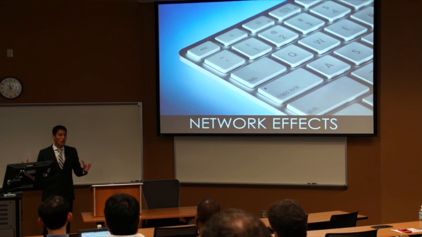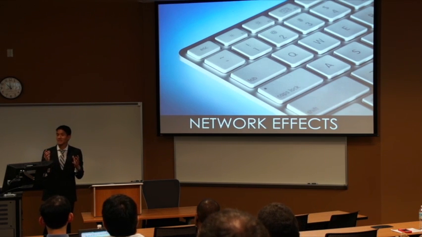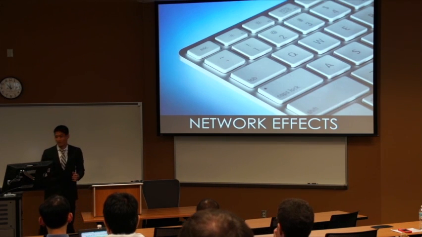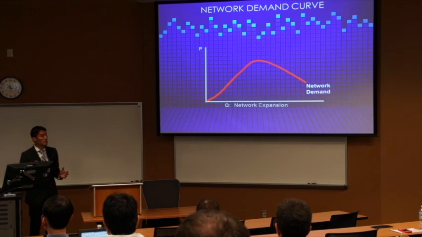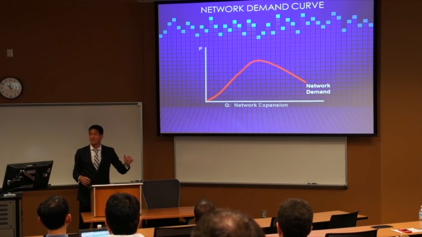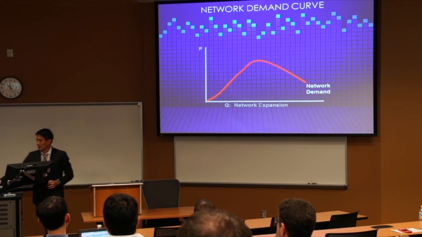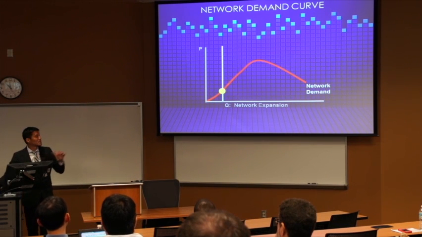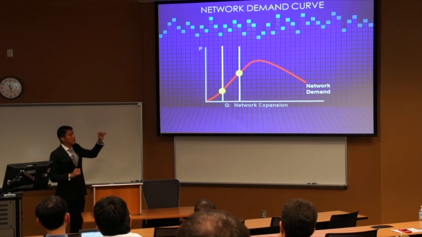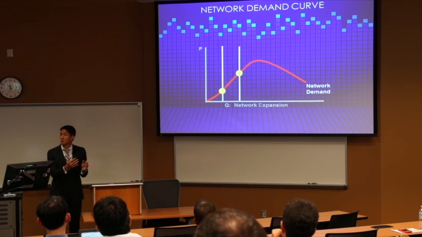And it takes all the principles that we teach throughout the semester and applies it in a very unique way. The network demand curve has an upward sloping portion and a downward sloping portion. So the idea is that as a network expands from one capacity to another capacity, the value of the product also increases. So the demand curve is increasing as well.